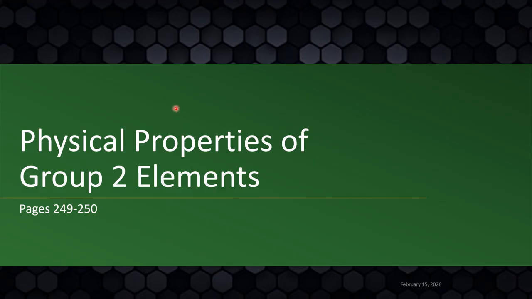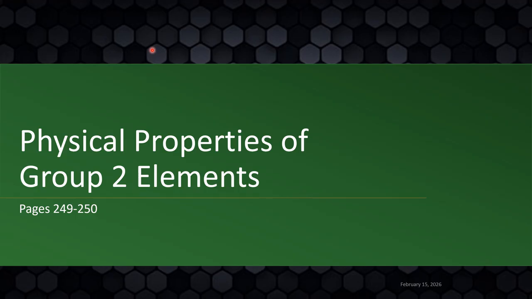So let's look at the physical properties of the group 2 elements first. And this is a very important section because a lot of what we're going to see here is the atomic structure of the group 2 elements, and this is going to dictate a lot of the things that happen later on, like the reactivity going down the group, and how some of these compounds behave.